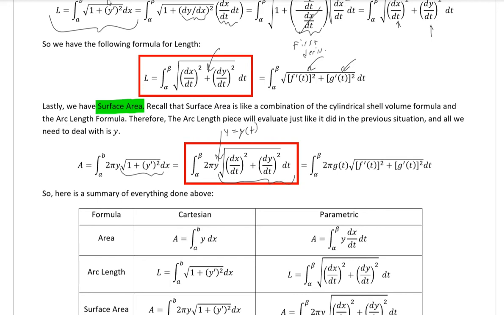Or if you want to write it another way, g of t times the square root of f prime t squared plus g prime t squared.